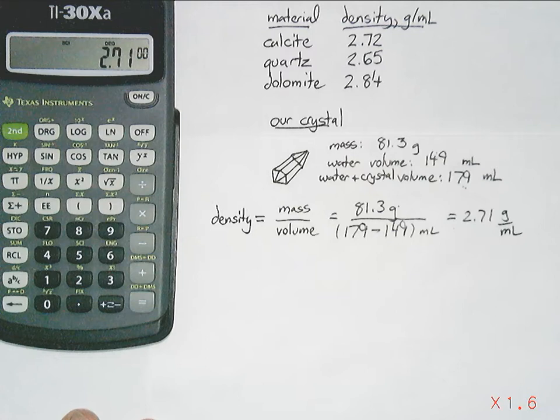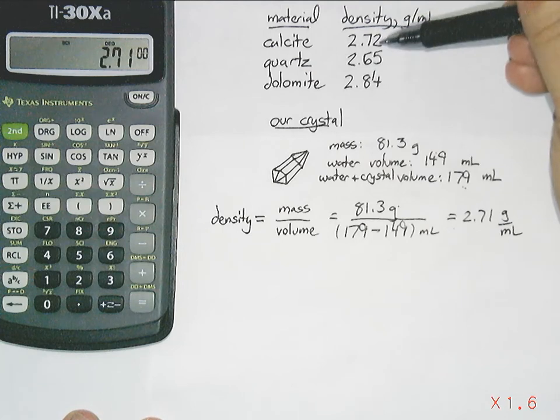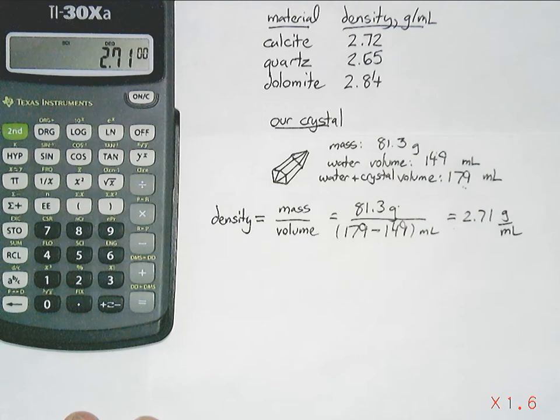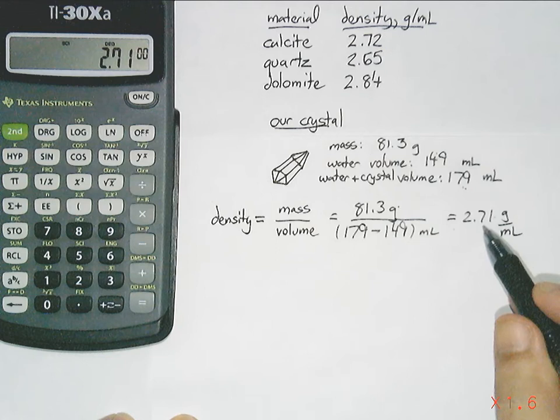All right, now if I didn't know anything about significant figures, I would jump to a conclusion here. I'd say 2.71 grams per milliliter. The density is really close to calcite, so if it has to be one of these three, it's calcite. But now that I know about significant figures, significant digits, I can be a little bit more subtle here. How many significant figures should I round this off to?